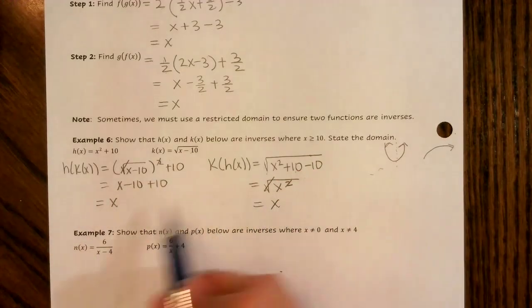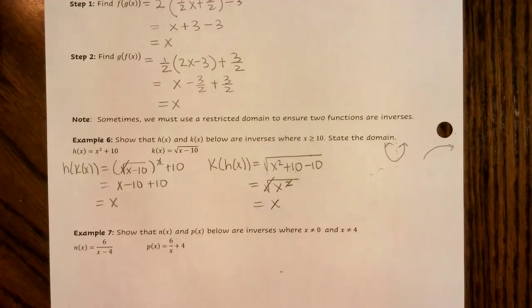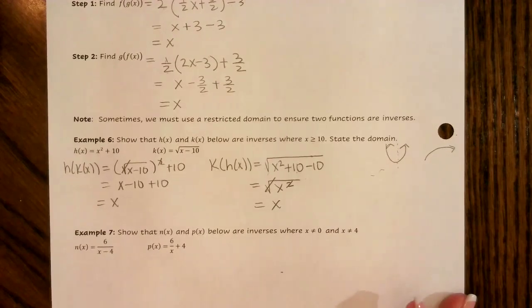So these are inverses of each other. We've proved it right here. And so it gave us that the domain was greater than 10 to prove that it was only one side of the parabola.